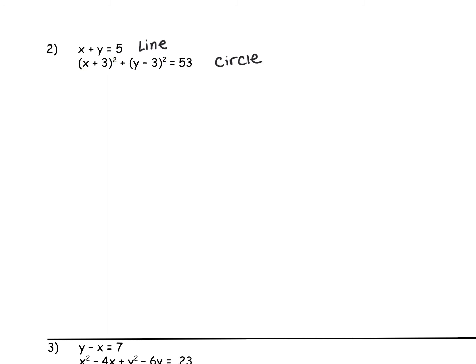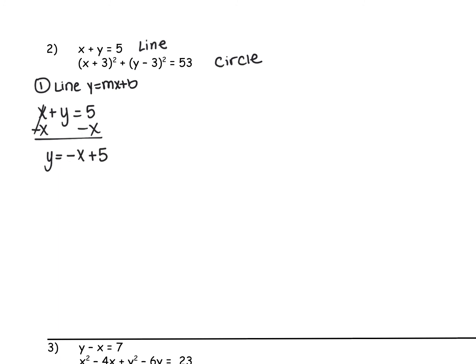So step 1, we always need to get the line into y equals mx plus b. So we've got x plus y equals 5. We're going to minus x on both sides and try to keep it in mx plus b form by making it negative x plus 5 rather than 5 minus x. Same thing either way. Now step 2, we're going to plug the line into the circle.